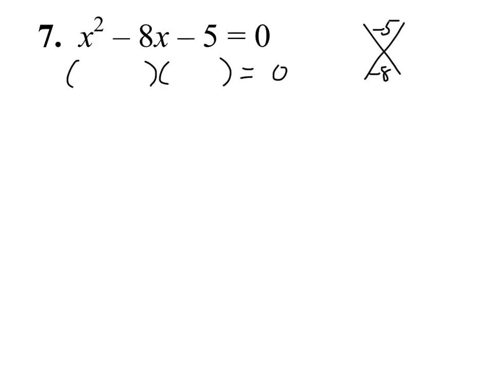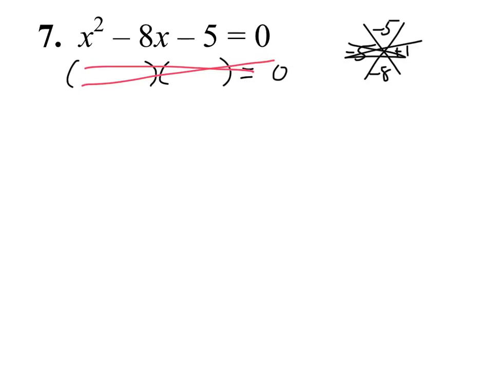You cannot do that. The only numbers that multiply to 5 are 5 and 1, and one of them has to be negative. There's no way to make -8. So we can't do that. Factoring is not going to be a valid method for solving this. So what we need to do then is complete the square.